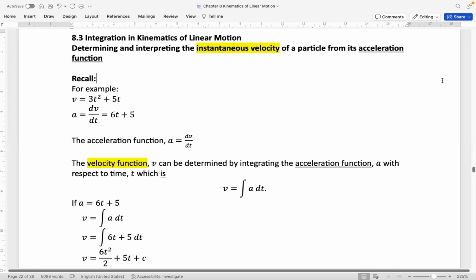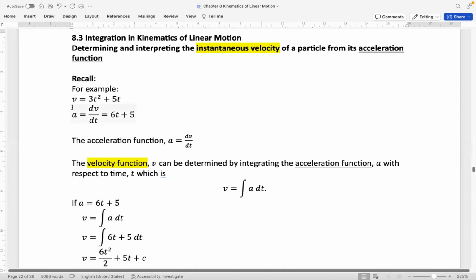Hi everyone, welcome back. In this video, we are going to learn integration in kinematics of linear motion, determining and interpreting the instantaneous velocity of a particle from its acceleration function. First of all, let's recall.